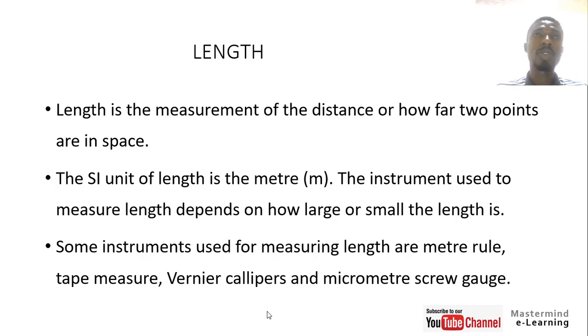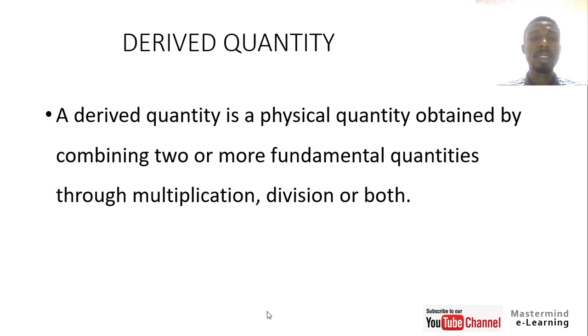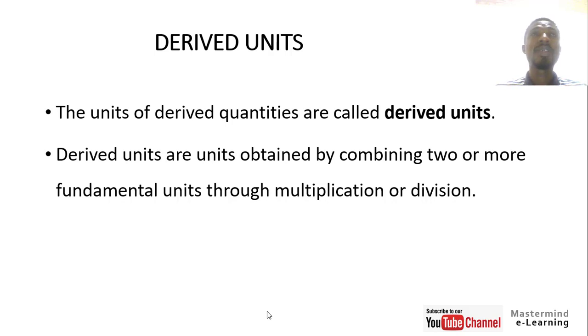Some examples of measuring instruments you use to measure length are the vernier caliper, the micrometer screw gauge, the meter rule, the tape measure, surveyor's tape, etc. Derived quantity. A derived quantity is a physical quantity which is obtained by combining two or more fundamental quantities through multiplication, division, or both. The units of derived quantities are called derived units, and they are obtained by combining two or more fundamental units through multiplication, division, or both.